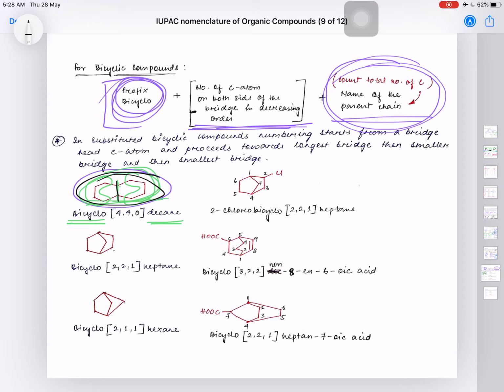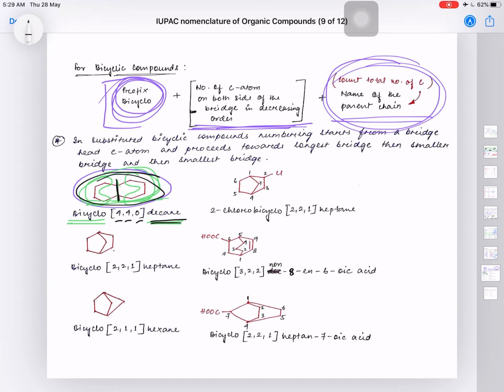Now you see, this is the bridge, and on both sides of the bridge you have 4 carbon atoms, and between the bridge carbon atoms you don't have any atom. So this is 4,4,0. This is the numbering. First you write bicyclo, then in square brackets you write 3 numbers: on both sides of the bridge, how many carbon atoms are present. You write them in descending order, from larger number to smaller number. Then you write the suffix, the parent hydrocarbon name.